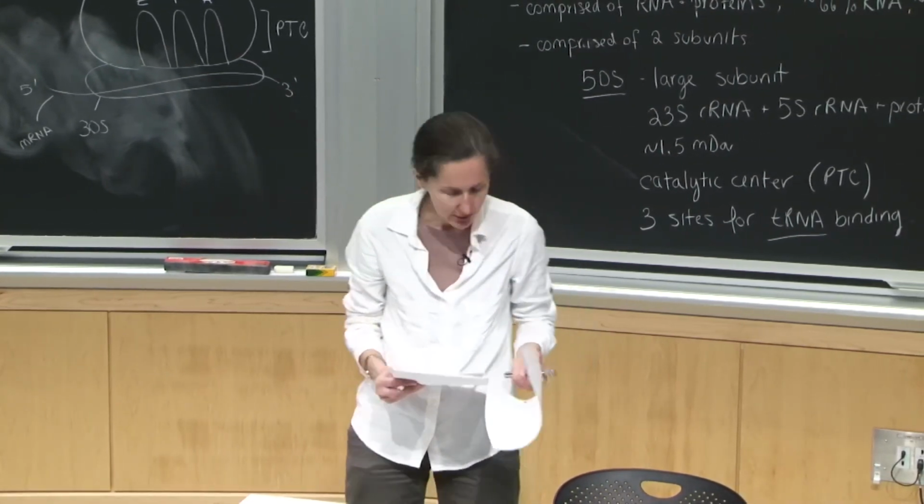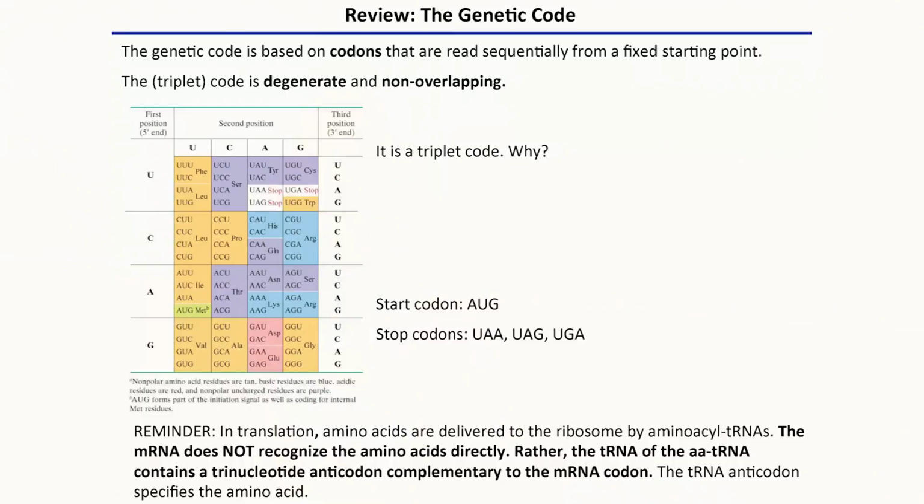Briefly, some topics for review. If you need to review the genetic code, please do. We're not going to spend much time on it here. But in brief, I think we all know this genetic code is based on codons. They're read sequentially from a fixed starting point. And the code, which is a triplet code, is degenerate and non-overlapping.